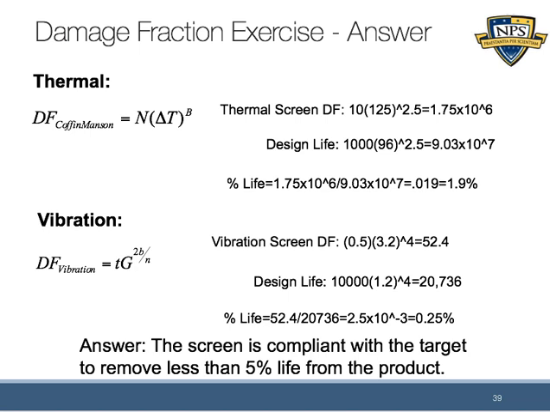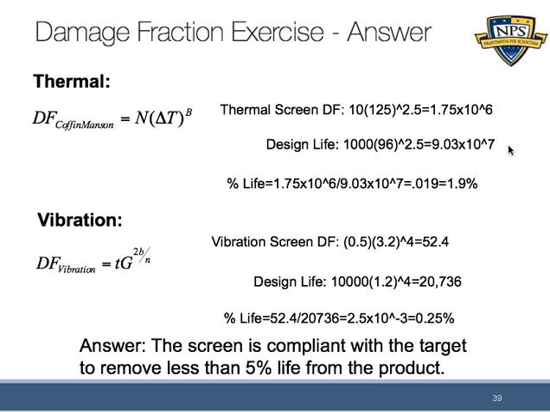Okay, so there's, again, the thermal side and the vibration side. For the thermal side, we use a Coffin-Manson model. The equation is the damage equals N times delta T raised to the B. It's pretty straightforward to plug the numbers in and see what the value is. The thermal screen is shown right up here, 1.75 times 10 to the negative 6. The design life is this value of 9.03 times 10 to the negative 6.